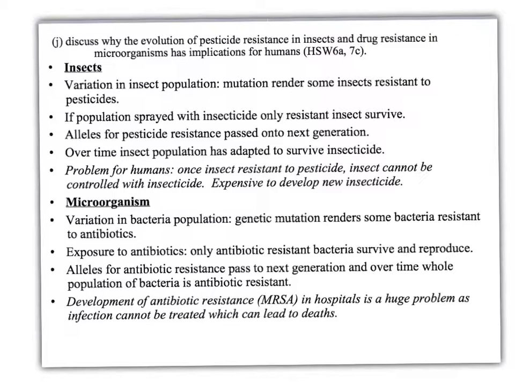So that finishes our look at various aspects of natural selection, evolution, speciation, and then this bit here about the problems that the use of antibiotics and pesticides causes for human beings, due to the evolution of microorganisms to form resistant microorganisms to antibiotics, and the formation of pesticide-resistant insects.